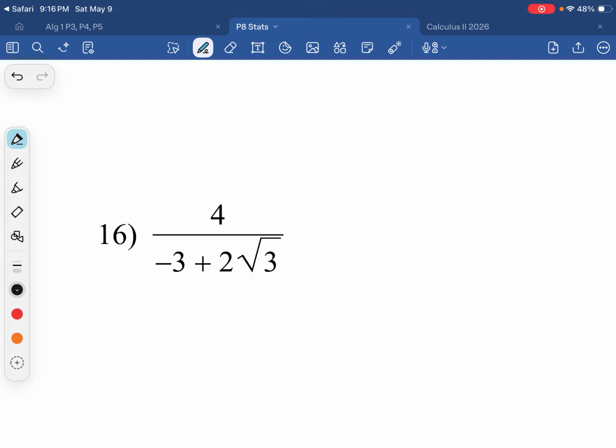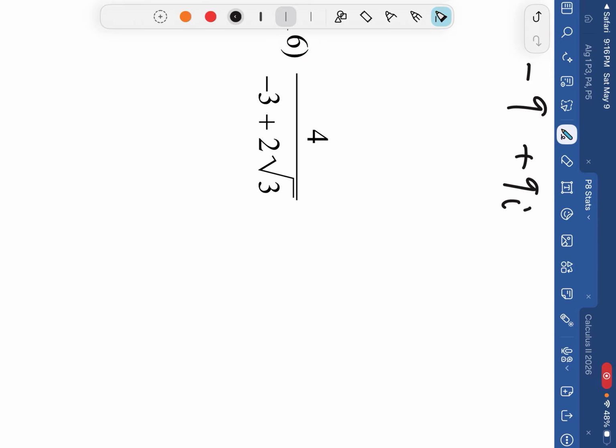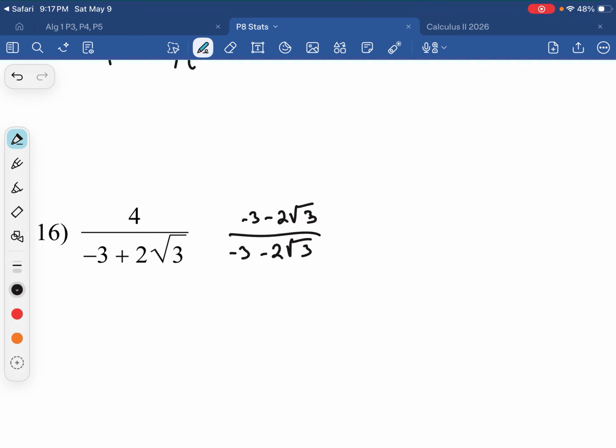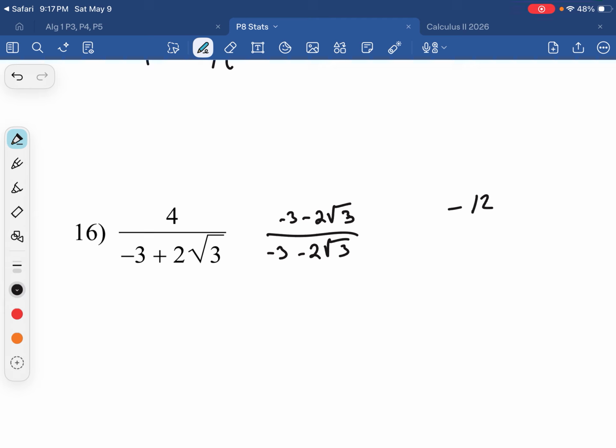For number 16, it's not going to tell you that you need to multiply by the conjugate, but here the conjugate would be, we're going to multiply the numerator and the denominator by -3 minus 2 square root 3. So in the numerator, this looks like -12. Oh, sorry, not -4. Minus 8 square root 3.